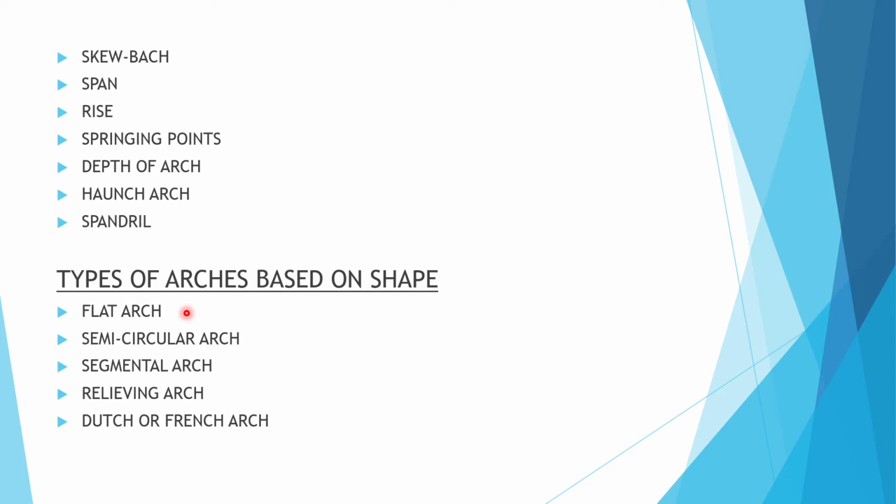So next, second type is semicircular arch. The arch derives its name from the shape of curve given to it. Next, third type is segmental arch. This type of arch is segmental in shape and is commonly provided for openings of various sizes.